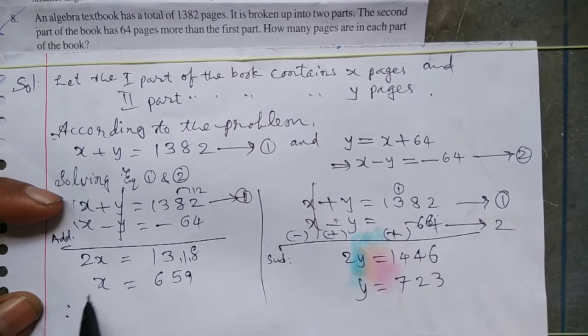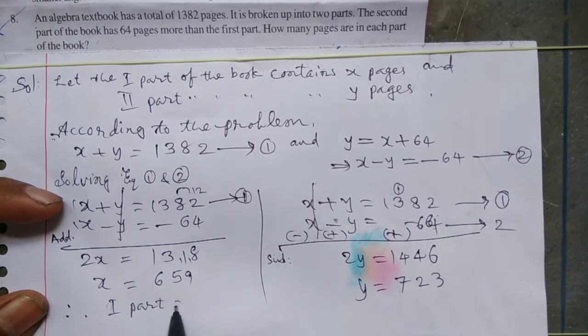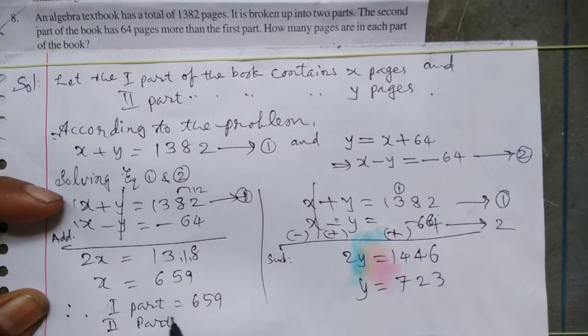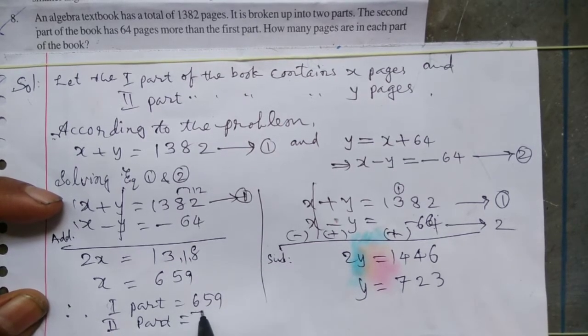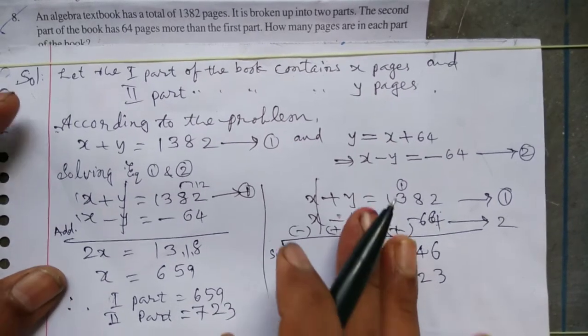Therefore, the first part of the book has 659 pages and the second part of the book has 723 pages.